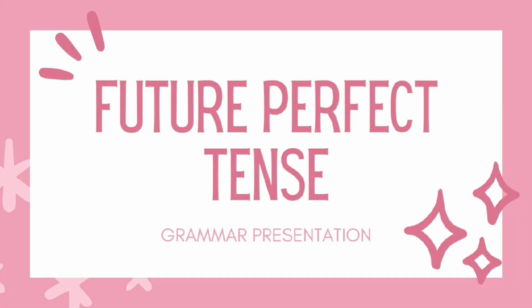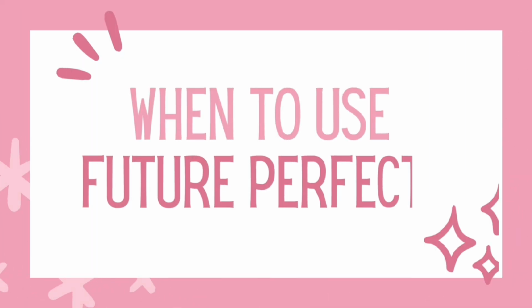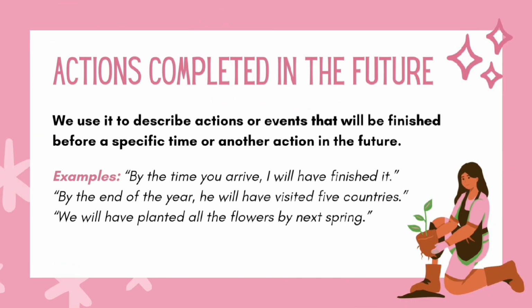In this video, you will learn about future perfect tense. When to use future perfect tense. Actions completed in the future. We use it to describe action or event that will be finished before a specific time or another action in the future. Example: by the time you arrive, I will have finished it.